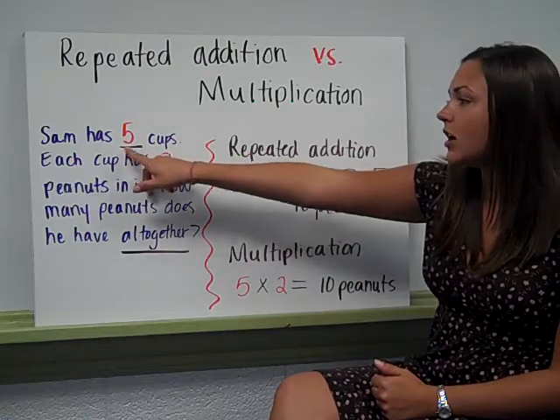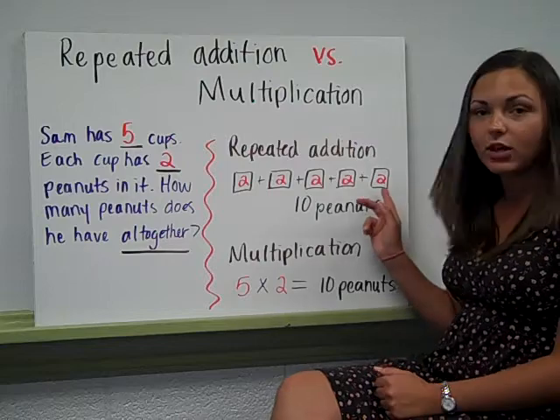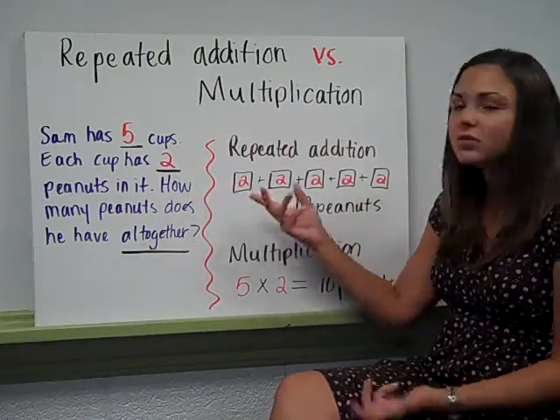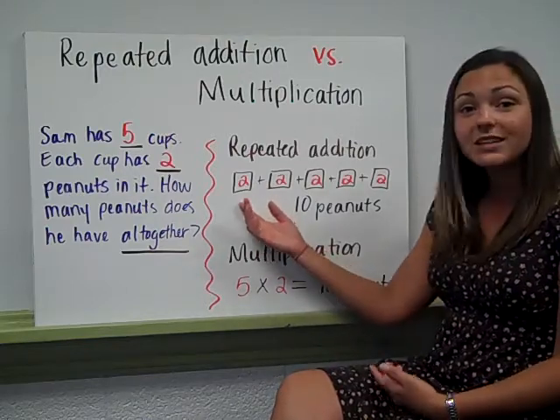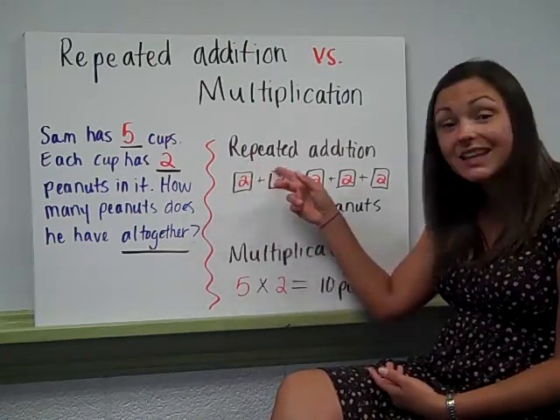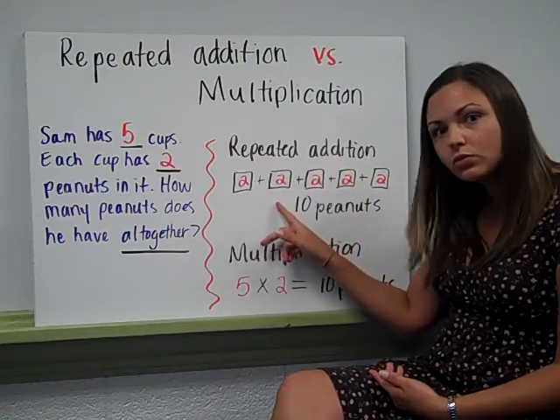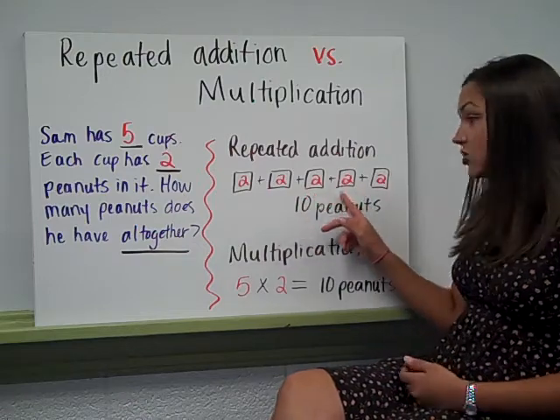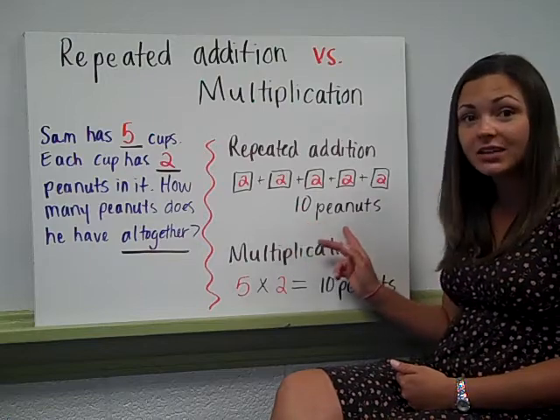So here I have repeated addition. I have my 5 cups that Sam has. This is 1 cup, 2 cup, 3 cup, 4 cup, 5 cups. And in each cup, I have the number 2. I could have just drawn 2 little dots which represented the peanuts. That's up to you. So I have repeated addition, which means I'm going to repeat addition. 2 plus 2, 4 plus 2, 6 plus 2, 8 plus 2, gives me 10 peanuts total.